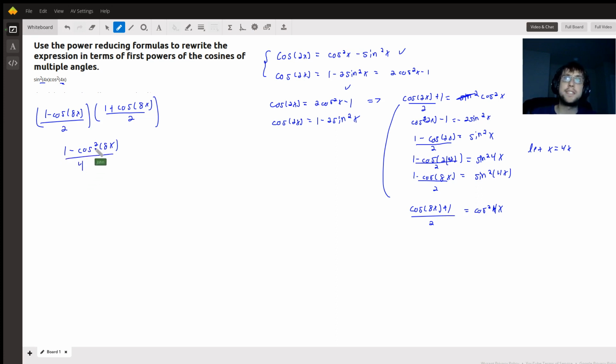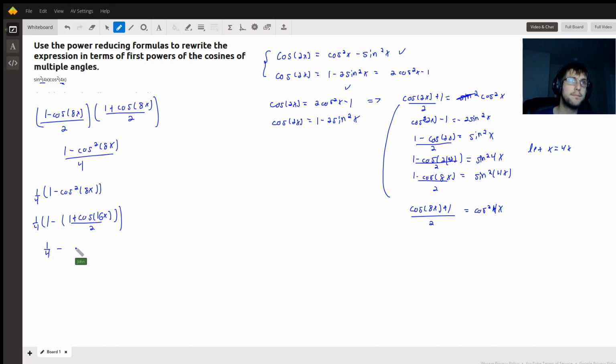And then we're going to use the same exact idea for cosine squared again. So again, use the power reducing formula again. I'm actually going to pull out the 1/4 to make it easier. So it's 1 minus cosine squared of 8x. Then if I use the power reducing formula again, that's going to be 1 minus, and then cosine squared is going to be 1 plus cosine of double the angle, 16x over 2. And then just distribute that through the parentheses at 1/4.